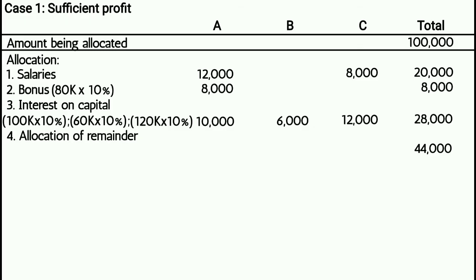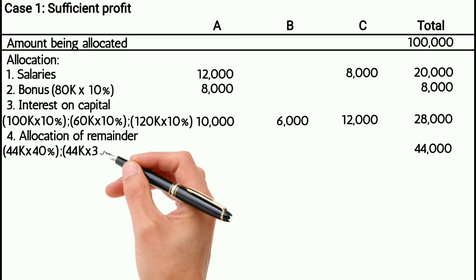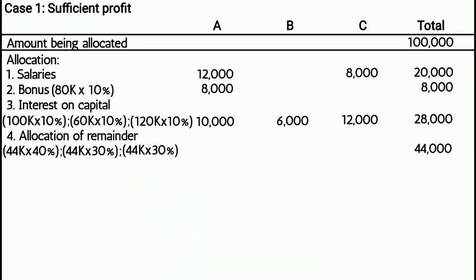At yung remainder na 44,000 pesos, yan yung i-allocate natin among the partners. I-allocate natin yung remainder na 44,000 pesos based on their profit or loss ratio. Ang profit or loss ratio ng mga partners ay 40 to 30 to 30. Ang ibig sabihin niyan, yung 40% mapupunta kay A, yung 30% mapupunta kay B, at yung 30% mapupunta kay C.